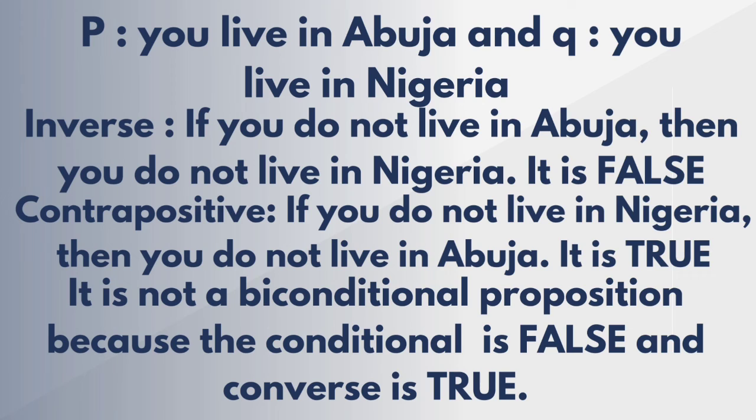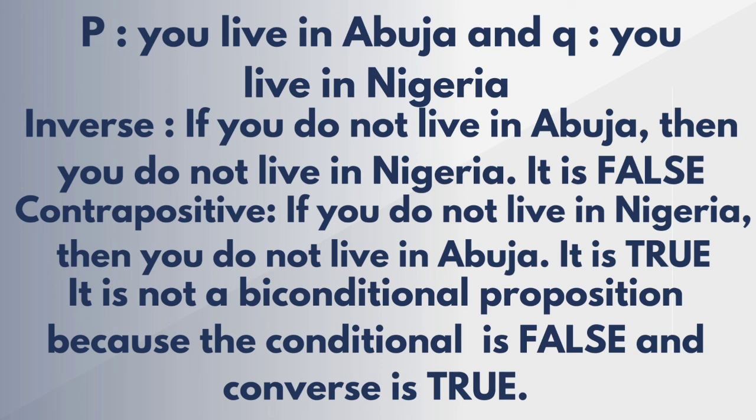Contrapositive proposition or statement. Contrapositive proposition is the reverse negation of a conditional proposition. The reverse negation of a conditional proposition is if negation Q, then negation P. If you don't live in Nigeria, then you don't live in Abuja. Is that statement true? Yes, it is true, because as long as you don't live in Nigeria, which is a country, there is no how you can live within Abuja. So the statement is true.